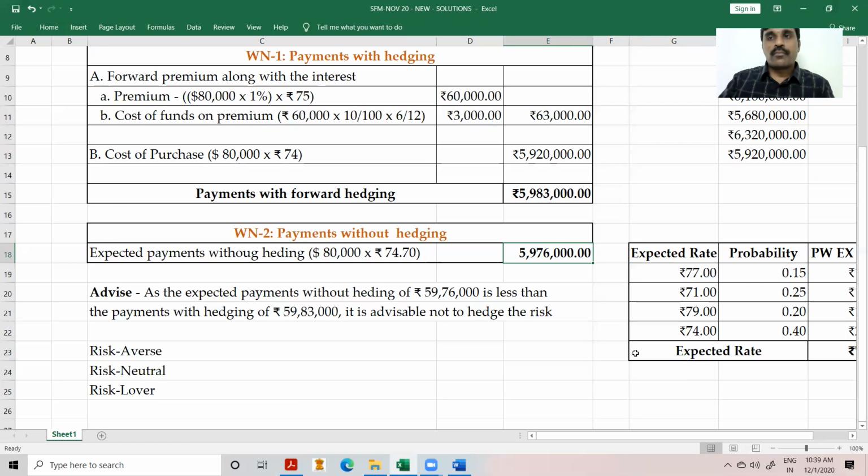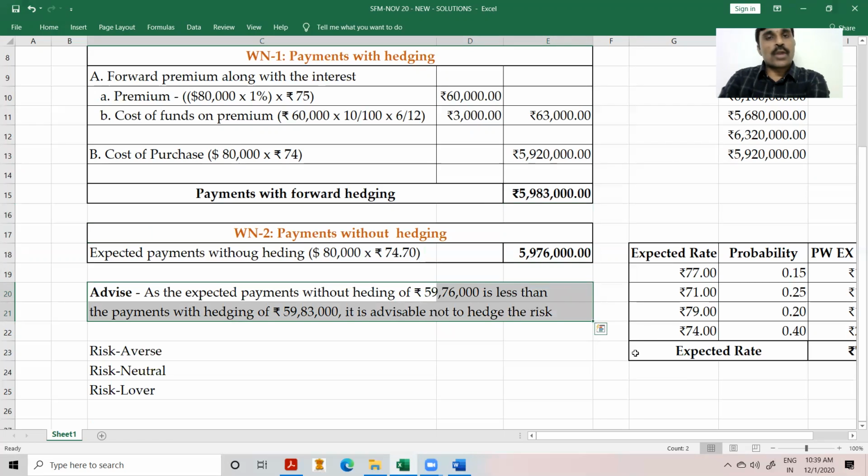By looking at that benefit, they are ready to take the risk. Because the benefit is offered, they are ready to take the risk. Therefore, for the risk neutral investor, this is the appropriate advice. If the company is a risk neutral entity, it can avoid the hedge and bear the risk with the expectation of 7,000 cost savings.